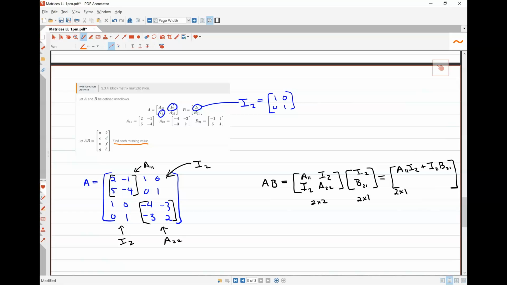I1 is not 0, 0, 0. I1 is the identity matrix. So this is the matrix that, when you multiply it by something, doesn't change it. We'll work it out.